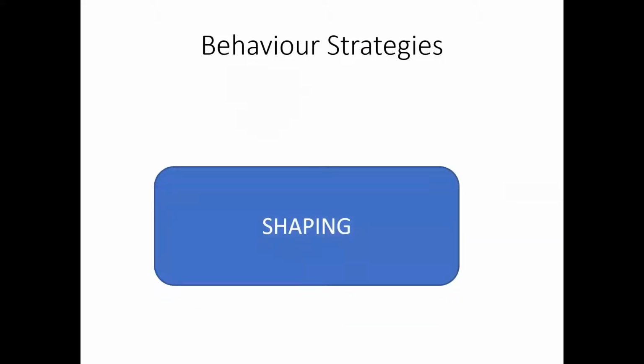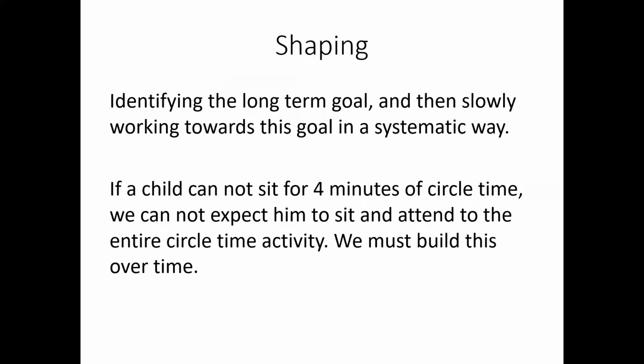So next, we will move into a shaping strategy. This is another behavior strategy that can be used when working on increasing or decreasing behaviors. The first step when using the shaping strategy is to identify the long-term goal, and then slowly we would work towards this goal in a systematic way.